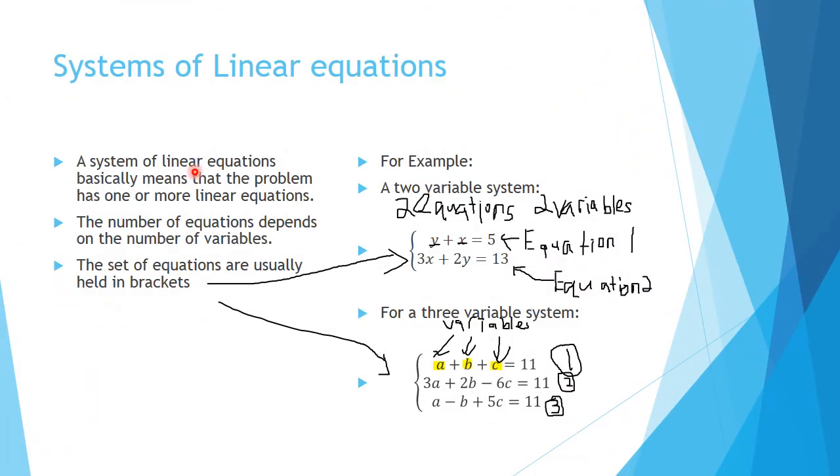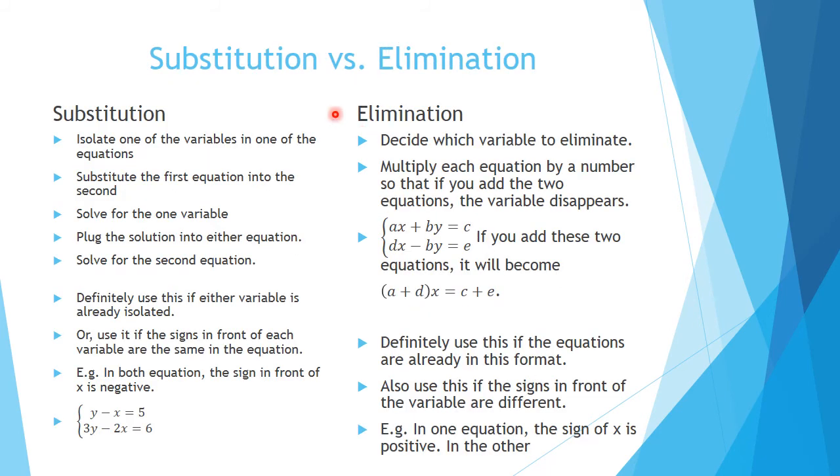For every variable, you need at least one equation. So if you have 2 equations, you need 2 variables; if you have 3 equations, you have 3 variables. They're usually represented by 2 or more equations and a bracket. There are 2 major ways to solve systems of linear equations: substitution and elimination.